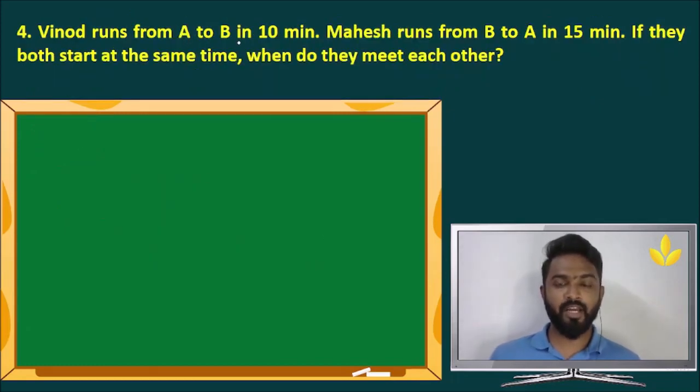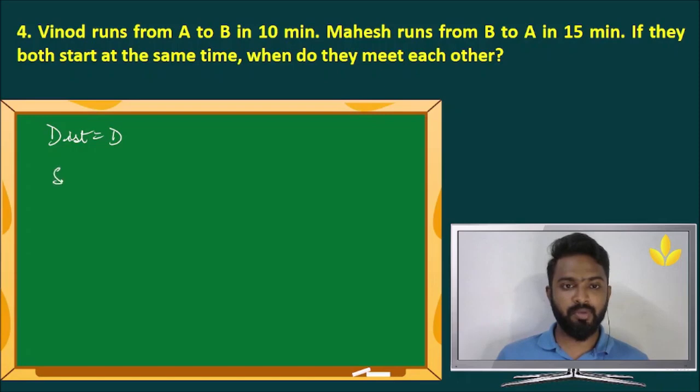Vinod runs from A to B in 10 minutes. Mahesh runs from B to A in 15 minutes. If they both start at the same time, when do they meet each other? Okay, let the distance be D. Distance is equal to D.